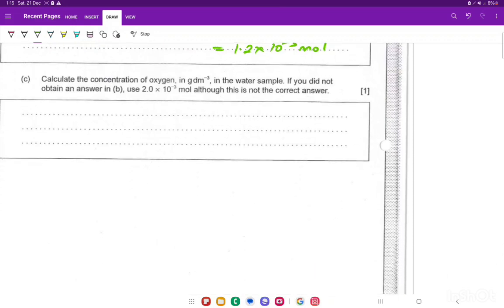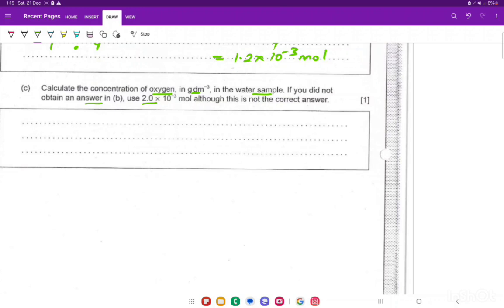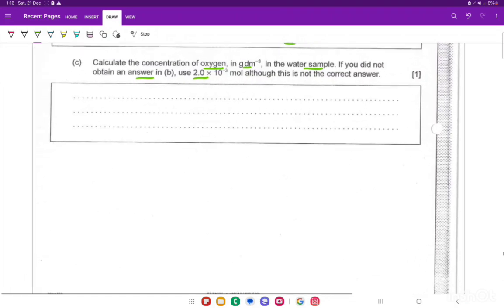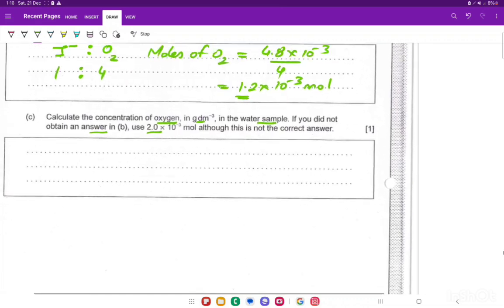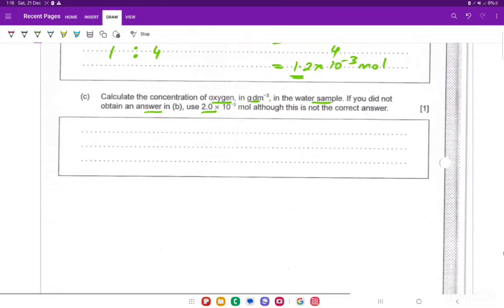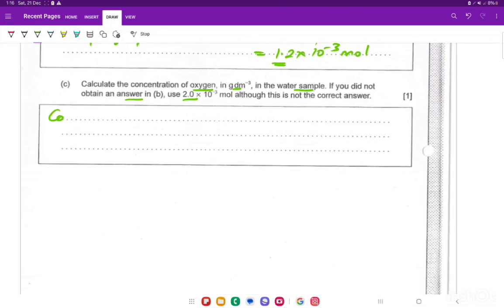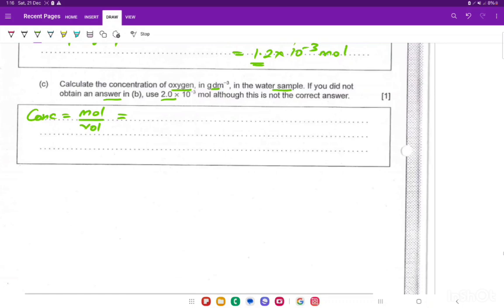Now calculate the concentration of oxygen in gram per dm cube in the water sample. If you did not obtain the answer, use 2 × 10^-3. But we got the answer, 1.2 × 10^-3 mole of oxygen. Concentration will be moles upon volume, and the volume is 200 cm cube. So 1.2 × 10^-3 upon 200 divided by 1000.